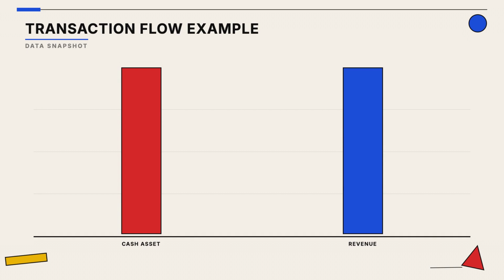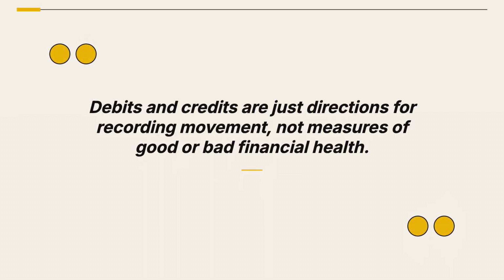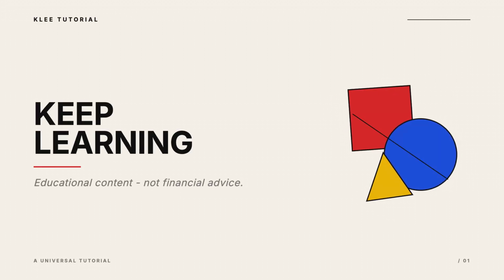to keep everything balanced. Remember that these terms are just directional tools for bookkeepers to track where money goes and where it comes from. Understanding these entries is the first step toward reading financial statements.